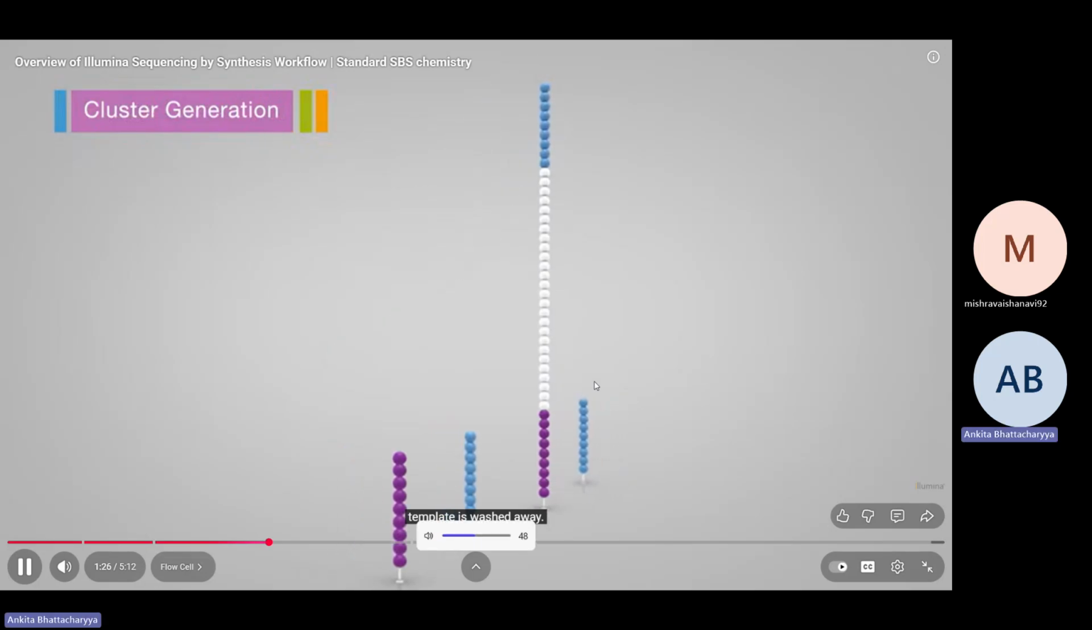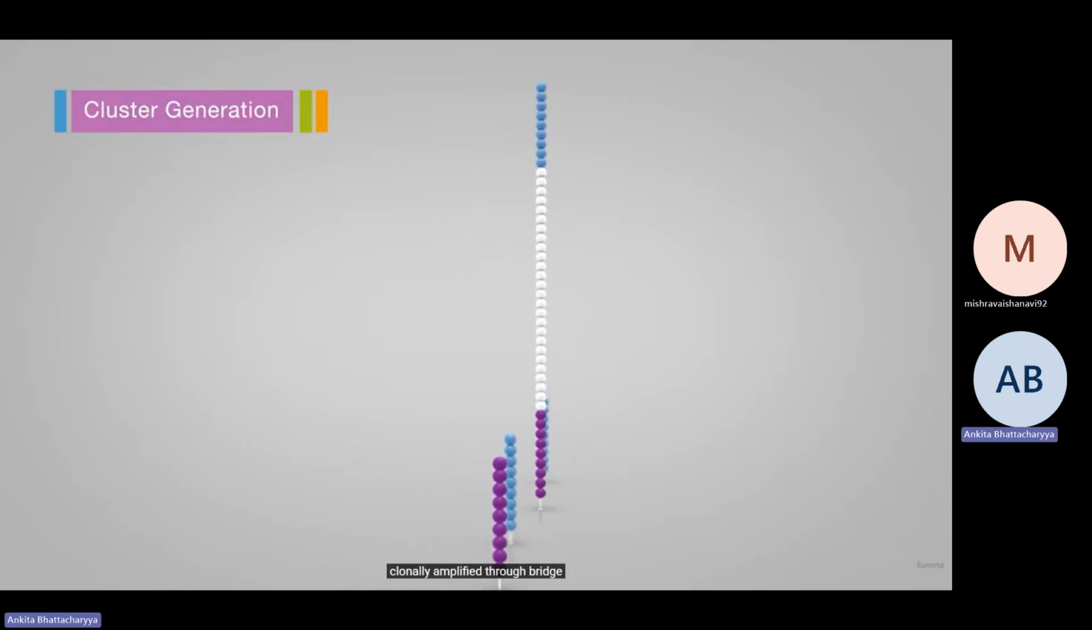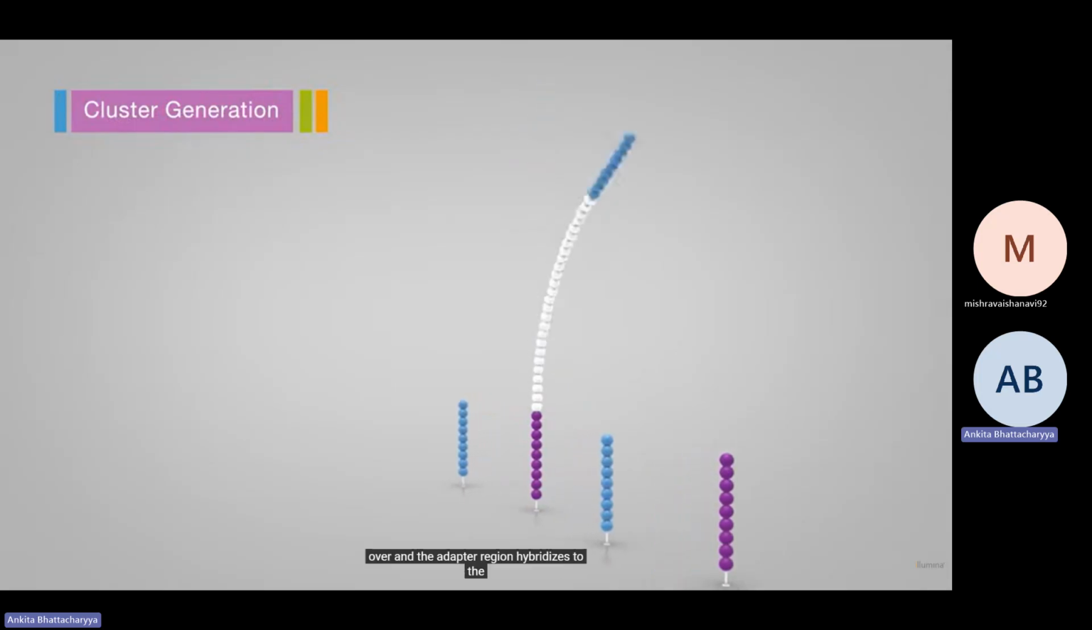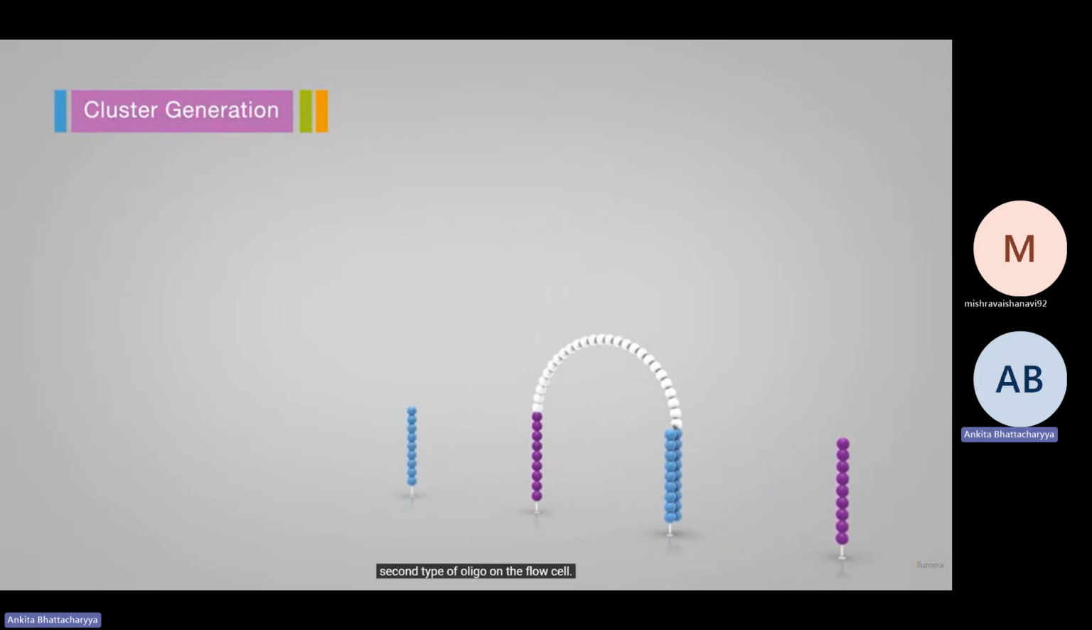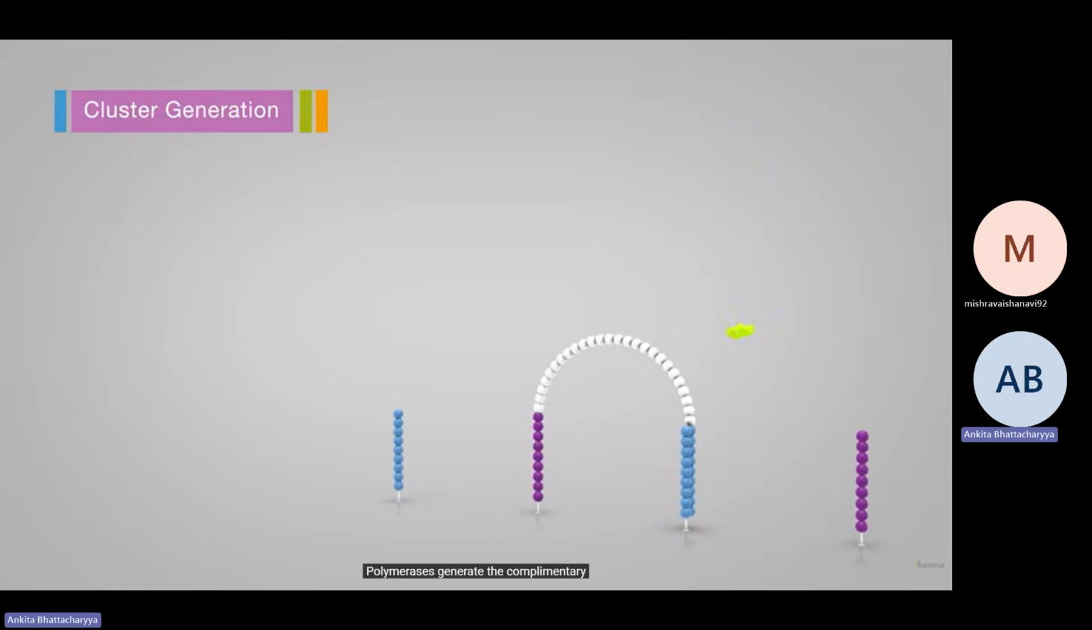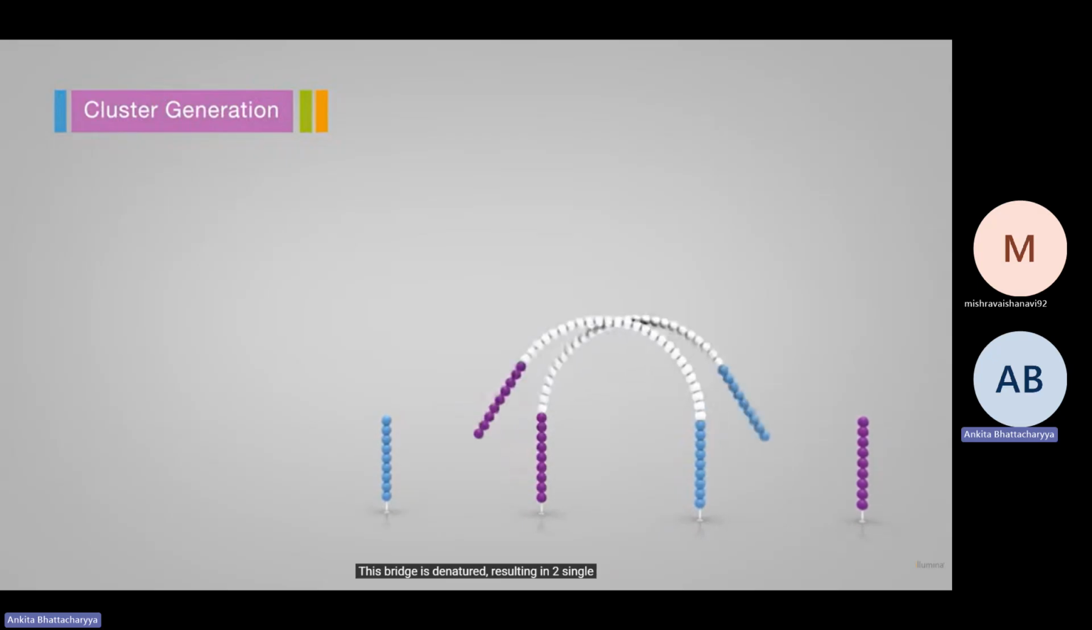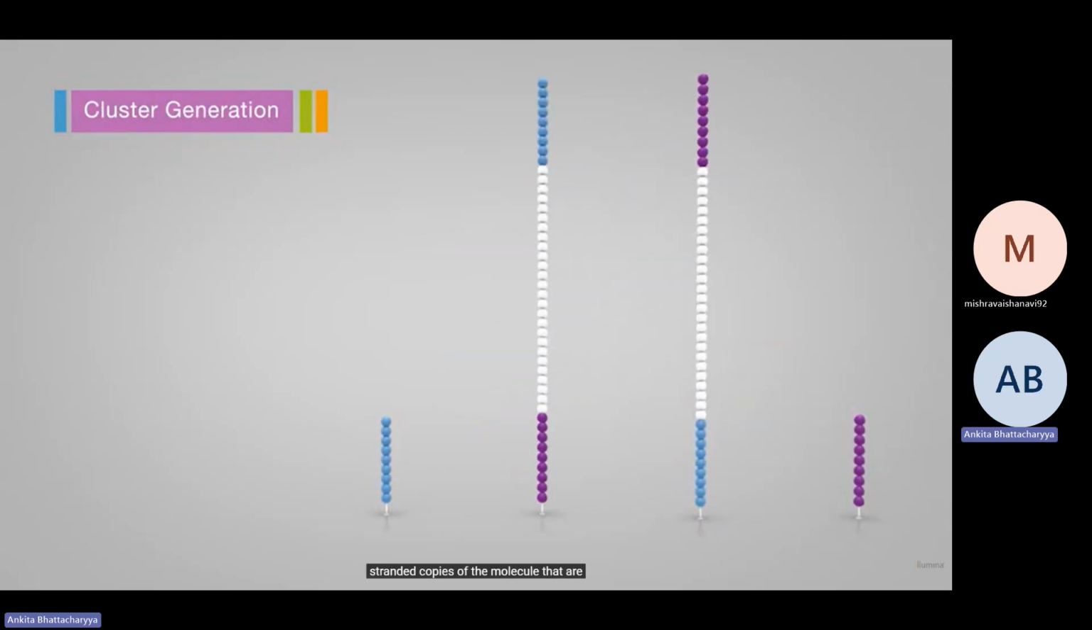Okay. The strands are clonally amplified through bridge amplification. Now we come to bridge amplification. In this process, the strand folds over and the adapter region hybridizes to the second type of oligo on the flow cell. Polymerases generate the complementary strand, forming a double-stranded bridge. This bridge is denatured, resulting in two single-stranded copies of the molecule that are tethered to the flow cell.